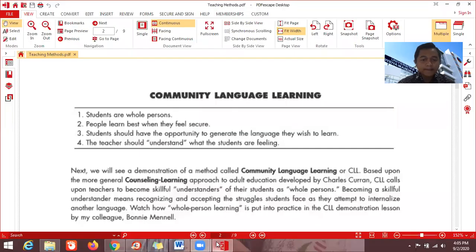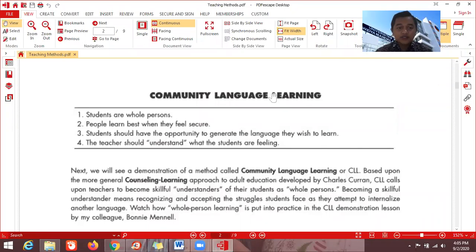Okay, so I will share my screen with the document that we are discussing at the moment. Community language learning. As I told you earlier, it deals with an individual as a person, but also as a social being. An individual cannot exist by himself or herself, but needs someone to be together with in doing things, especially in learning in this case.